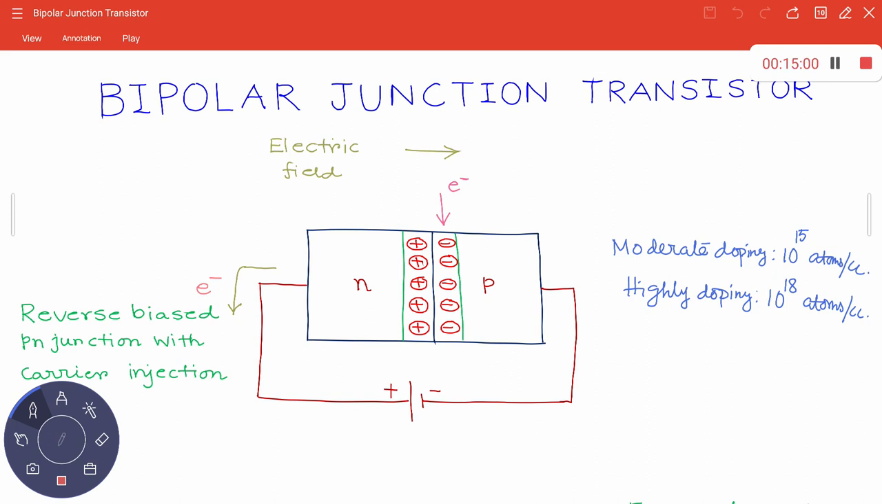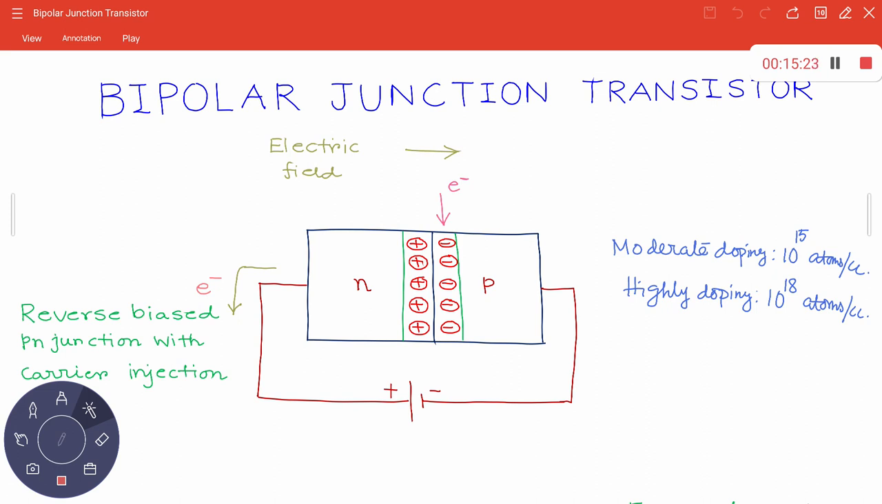So let us assume that both of them are having almost equal doping. In that case, the distribution of this width is uniform, they are almost equal. If not, then there will be uneven distribution, asymmetric distribution. Okay, so forget about that asymmetry for the time being.